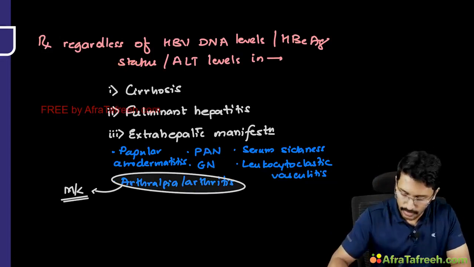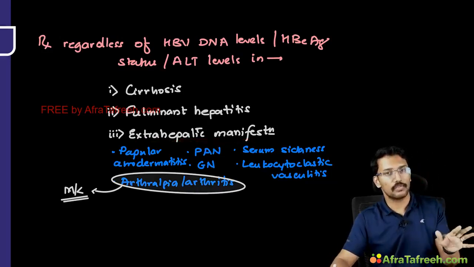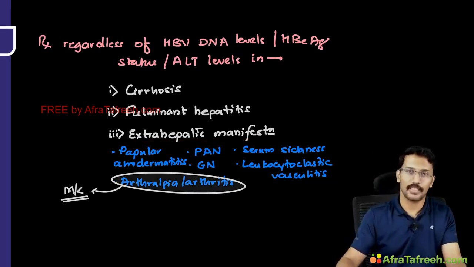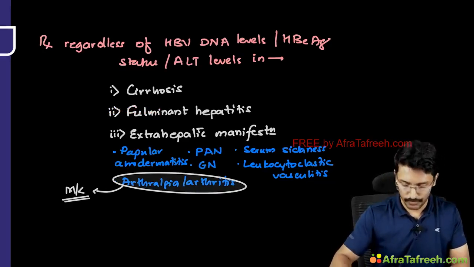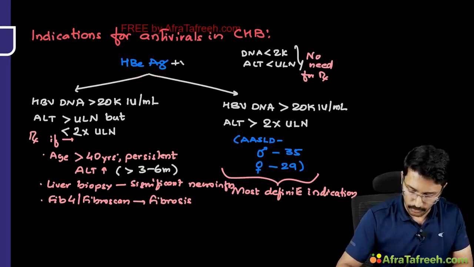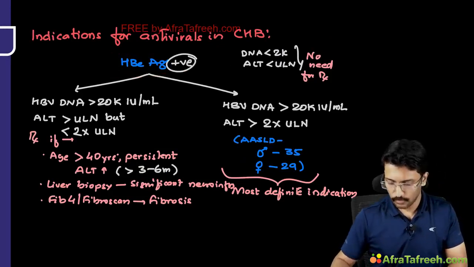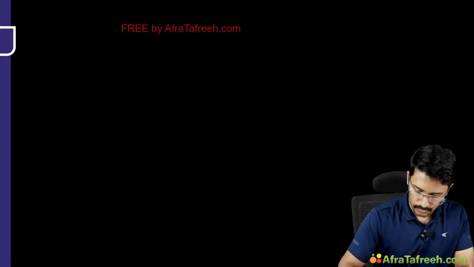That is why when there are extrahepatic manifestations, you don't need to look at the DNA levels, the HBeAg status, or the ALT levels. You have to start them on antivirals. Now, this is the story of a patient who was HBeAg positive. I forgot to write that here. Now what do we do if the patient has HBeAg negative status?